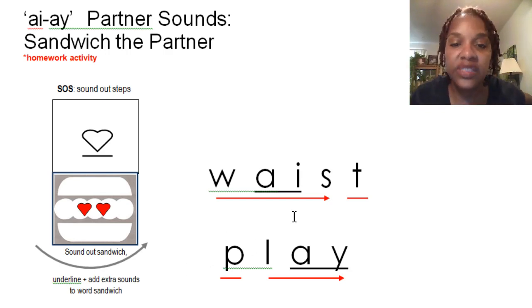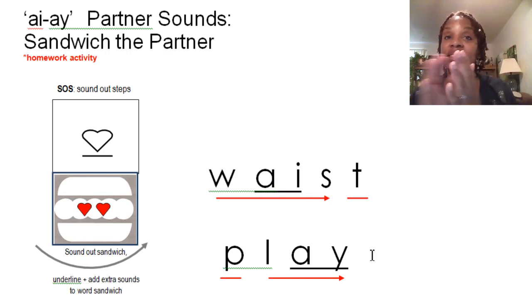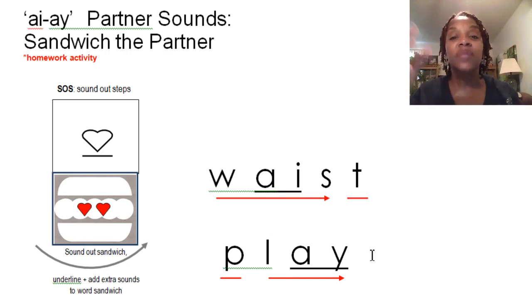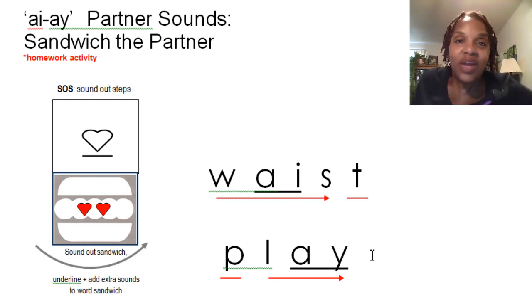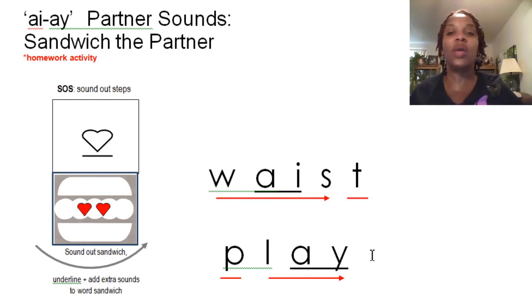All right. So in this first one, underline the vowel, sandwich it. Sound out the sandwich, it is wai, wai. And then look here. Oh, I see an extra sound. We're going to add that extra sound to the wai sandwich. It would be waist, waist. Now, where's your waist on your body? Right? Put your hands on your waist. It's this little area, right? On the sides of your body, right there on the side, like on the sides of your stomach, your waist.